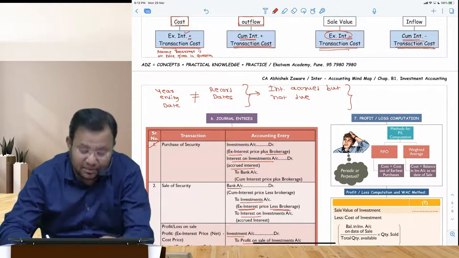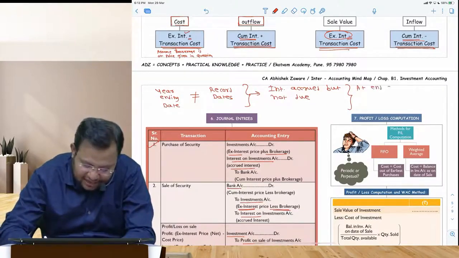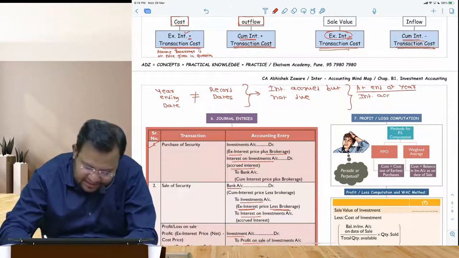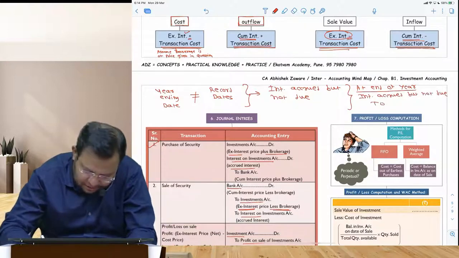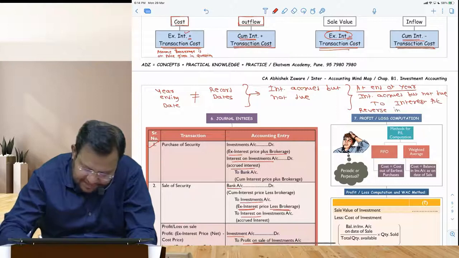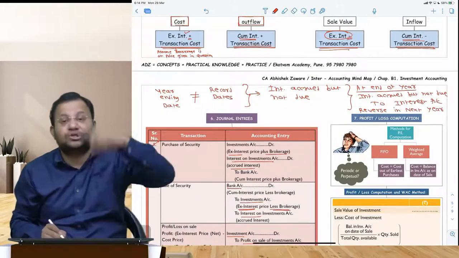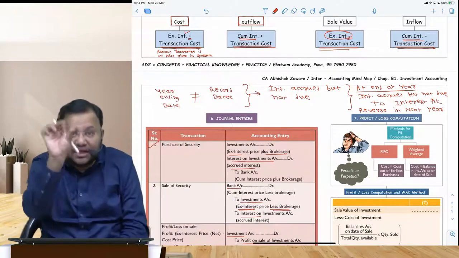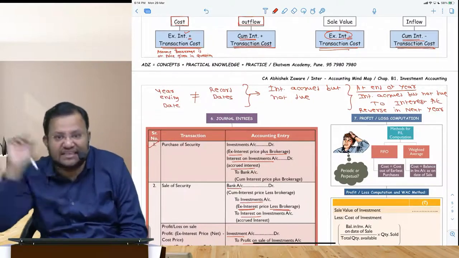This is our income at the end of the year. At the end of the year, your entry will be interest accrued but not due, which is nothing but outstanding interest. Interest accrued but not due account debit, to interest account, and you reverse it in the next year. Whenever you reverse, please remember in a ledger account, you should not write this in your investment column. You should write this in the interest column.